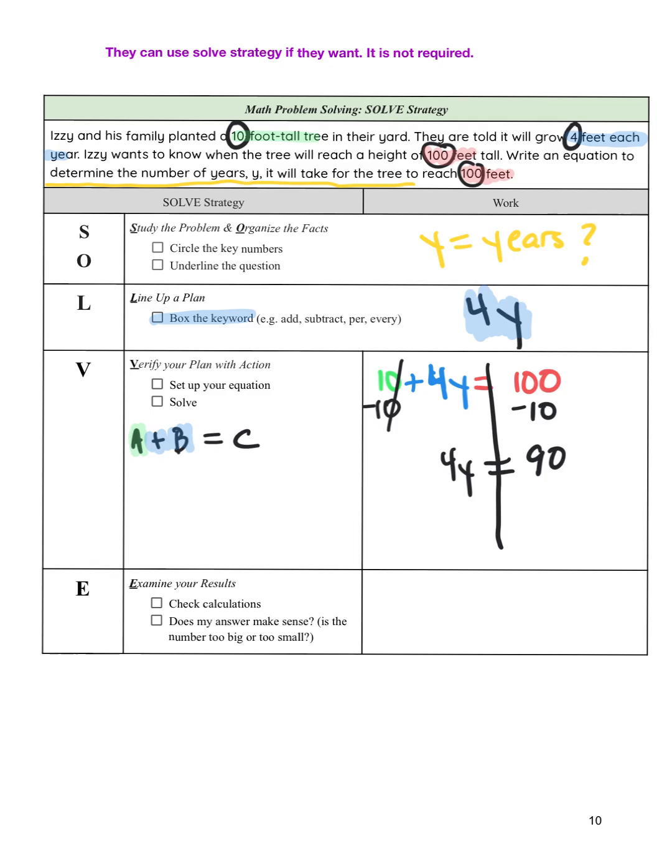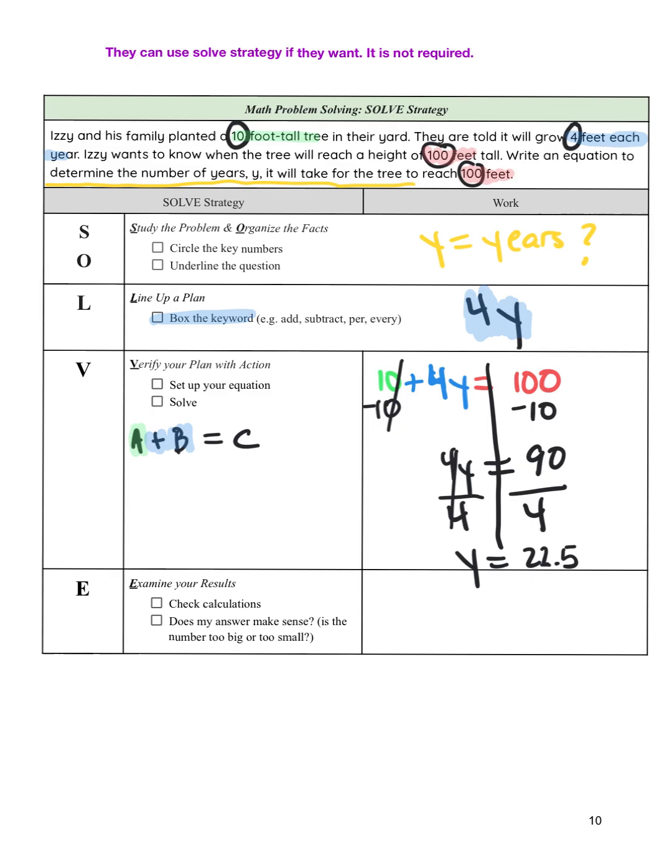Now, I'm trying to get that variable by itself, so my next step is to divide both sides by 4. 4 divided by 4 is 1, so I just have y. And 90 divided by 4 is equal to 22.5. So I'm saying if y is equal to 22.5, what am I saying? I'm saying it's going to take 22.5 years for that tree to grow.